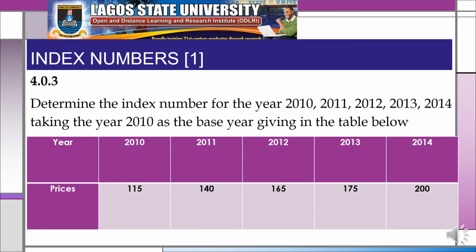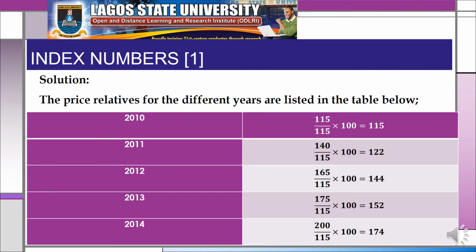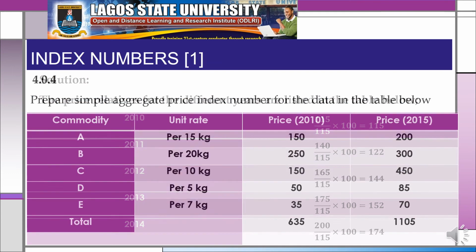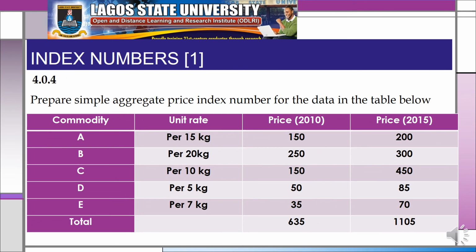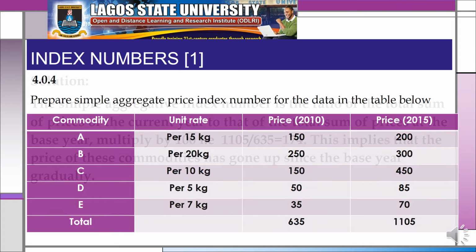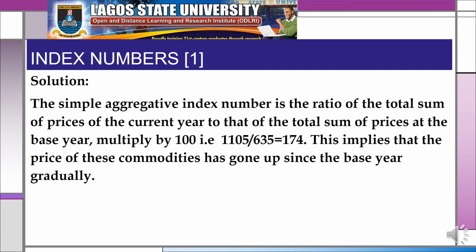Determine the index number for the years 2010, 2011, and 2014, taking the year 2000 as the base year, given the table below. This is done in the table as shown here. The price relatives for different years are listed in the table. You have to prepare a single price index for the data in the table below. Solution. The solution here is that on average you have 174. This implies that the price of this commodity has gone up gradually since the base year.